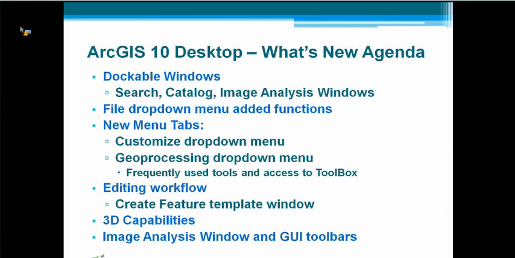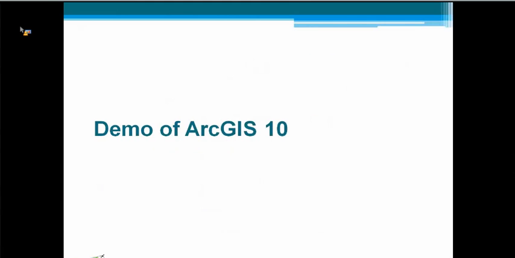show you the GUI interface for search, catalog, and image. We'll talk about some of the new tabs in the software, especially those things that are now available under File, and 2 new Customize and Geoprocessing tabs. Also, I'm going to look at the editing workflow and the new Create Feature Template window. I've got a nice little video of some new 3D capabilities of really doing analysis rather than just visualization. And the last thing I'm going to look at is the image analysis window and GUI toolbars.